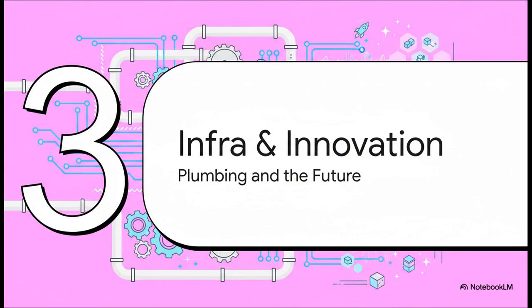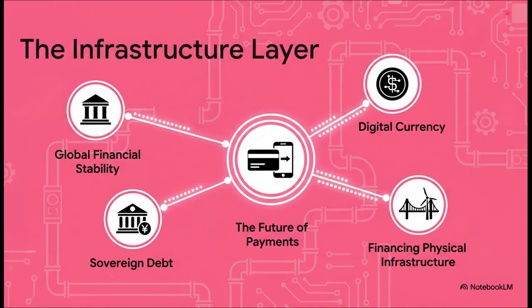Okay, let's move on. For our next stop, we're actually going to look at 2 layers together, infrastructure and innovation. Think of this as looking at both the hidden plumbing that keeps the financial world running day to day and the wild, groundbreaking tech that's about to reshape all of it. So first up is infrastructure. This is the essential machinery, right? The payment systems that are moving trillions of dollars a day, the markets for government debt, the frameworks that keep things stable, and even how we finance the physical stuff our economies depend on, like roads and ports.